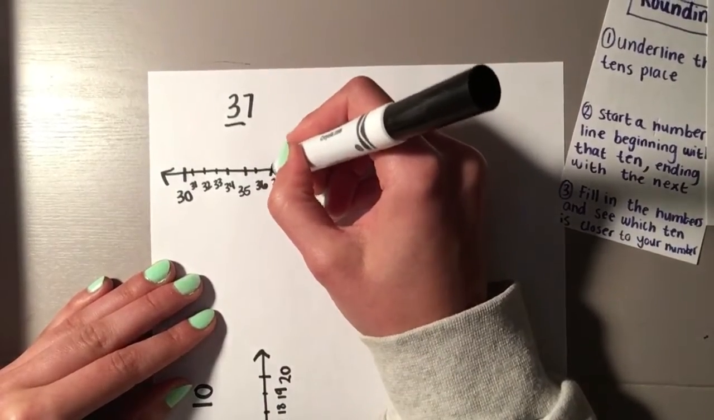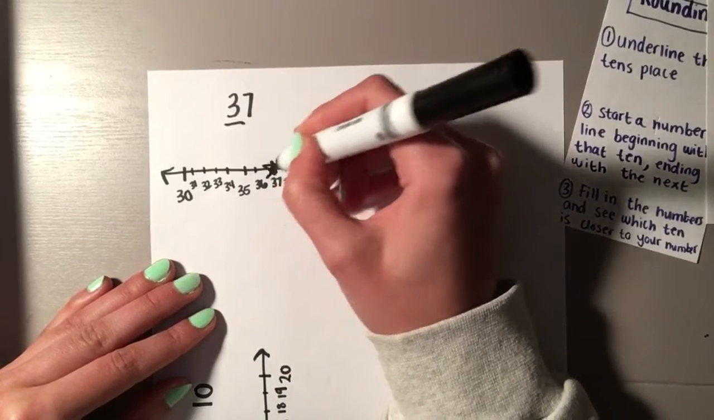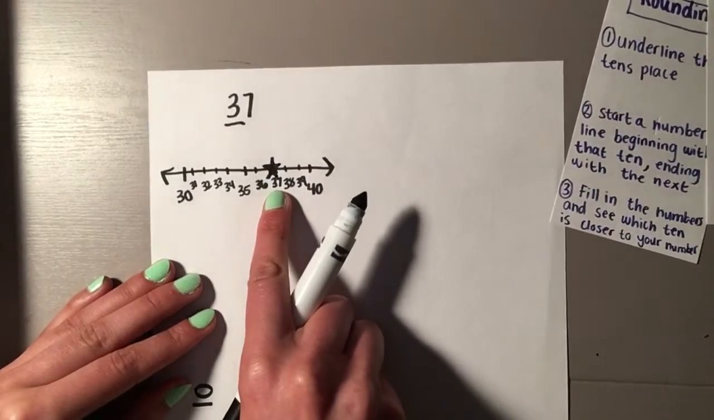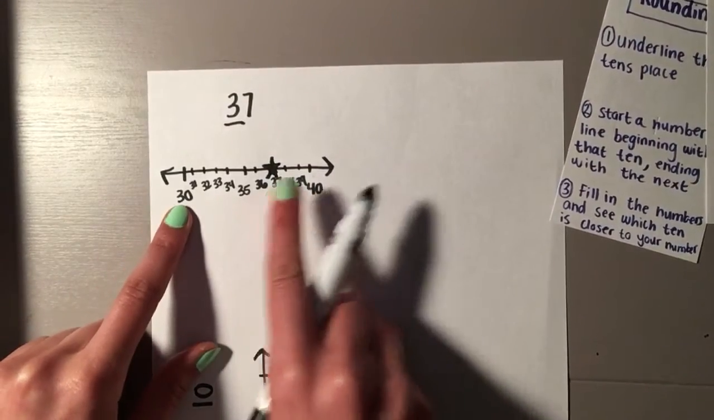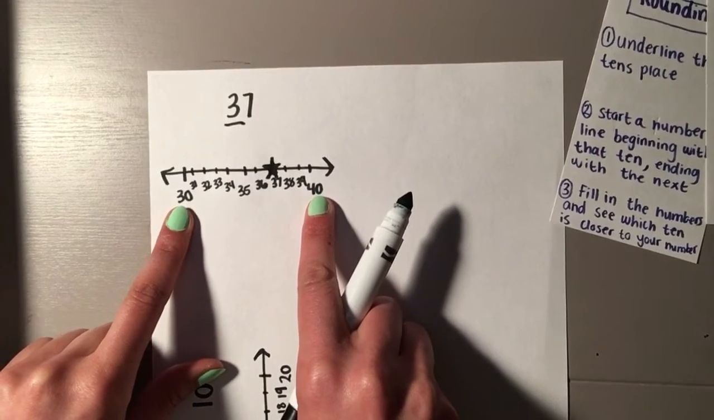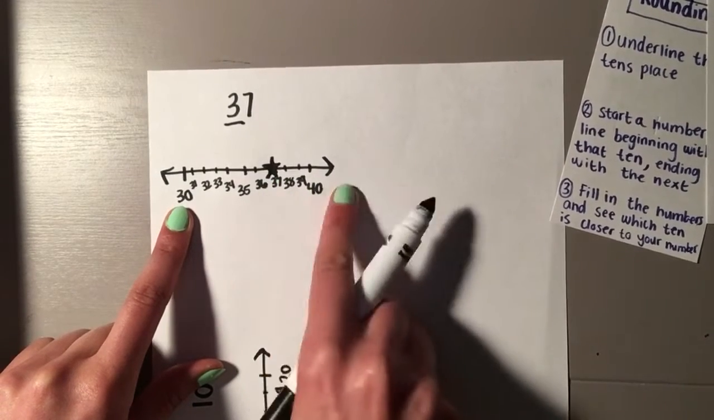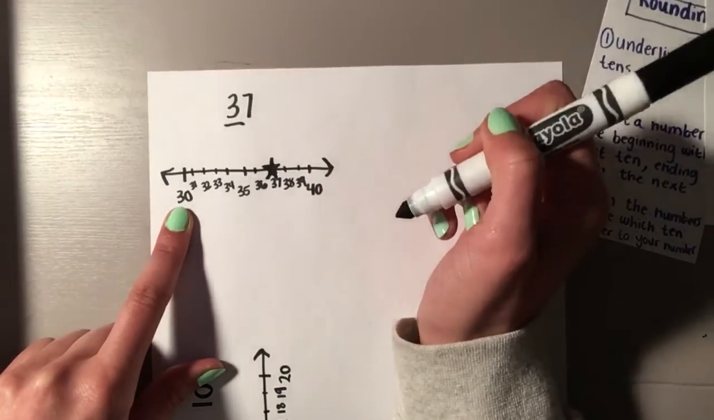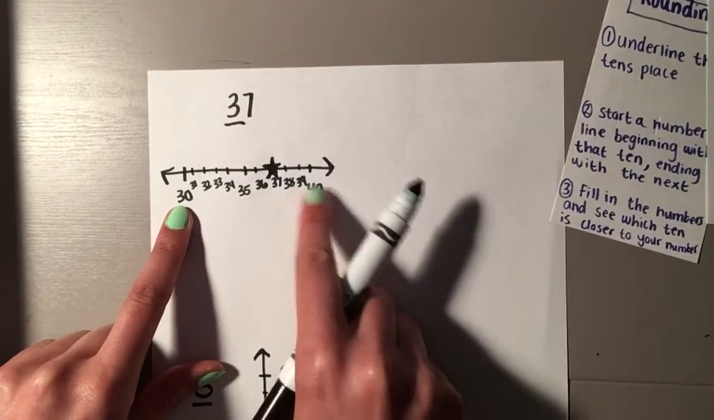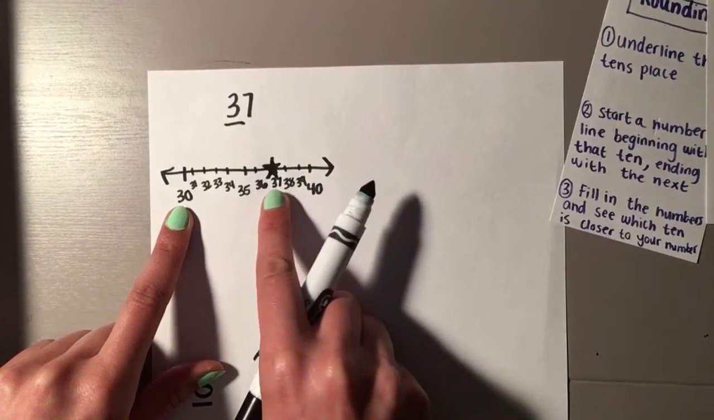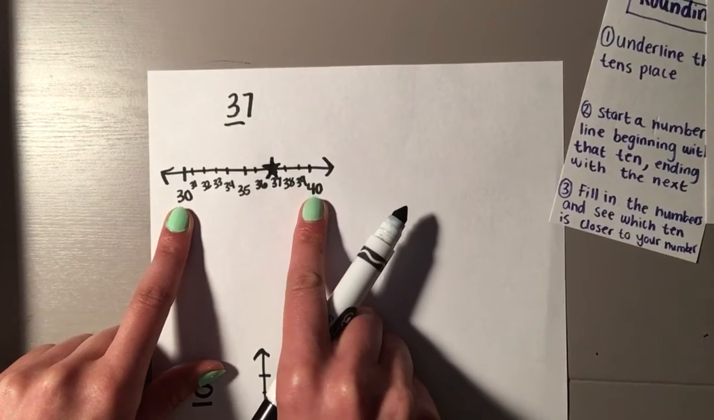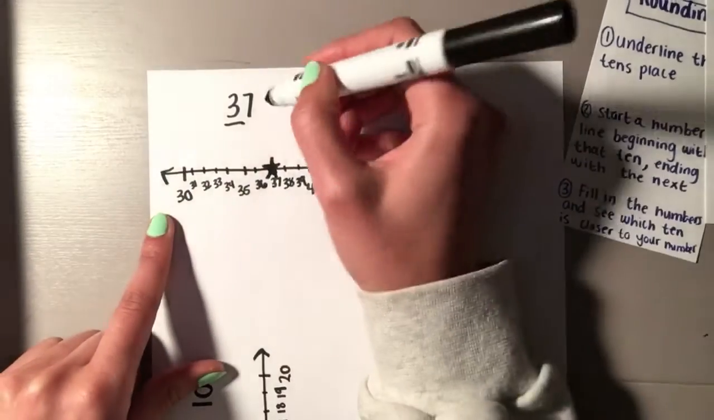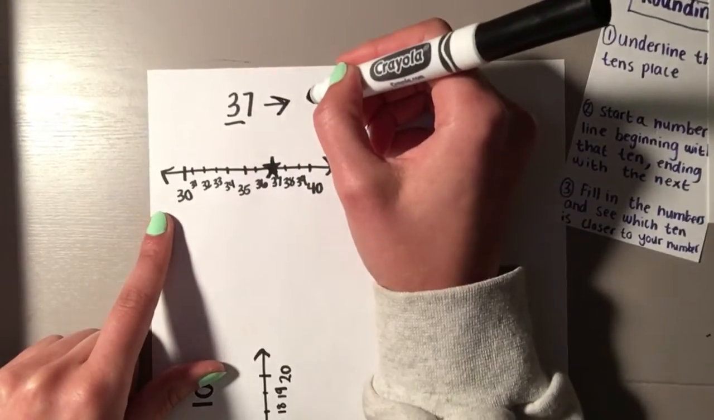Now I need to mark my number. My number's 37. And I'm trying to round it to the nearest 10. Is this number closer to 30 or 40? Now, just using my eyes, I can tell that it's closer to this side of the number line. It's closer to 40 because it's 1, 2, 3 steps away. If your number line gets kind of smushy like mine, just count how many numbers are in between. So that's 1, 2, that's 3 away from being 40. It's a lot more numbers away from 30. So then 37 rounds to 40.